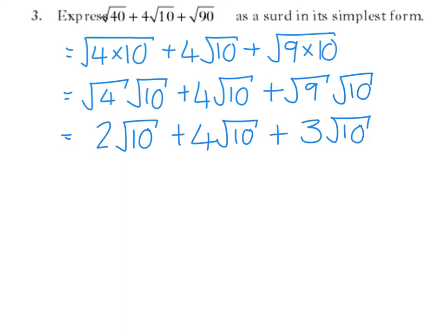So we're now in a situation where we have all root 10s. So we can simply just add them together. We have 2 root 10, add 4 root 10, which will be 6 root 10. Add another 3 root 10, and that gives us 9 root 10 altogether. That's it, fully simplified. So that's the final answer.